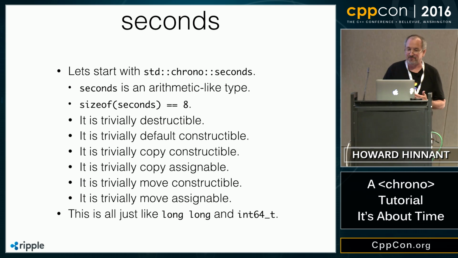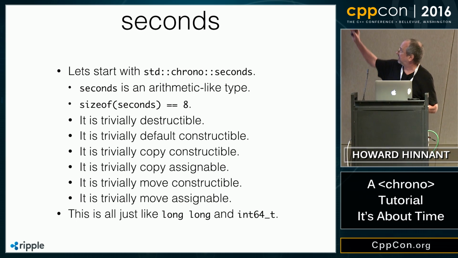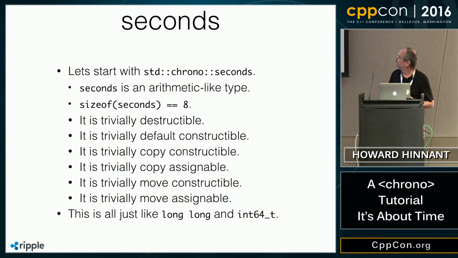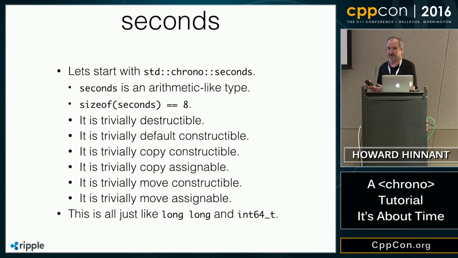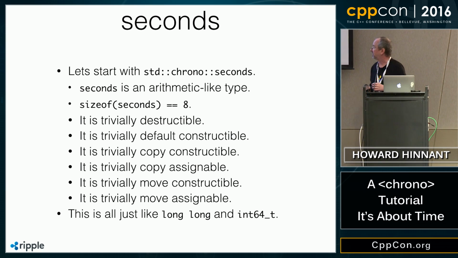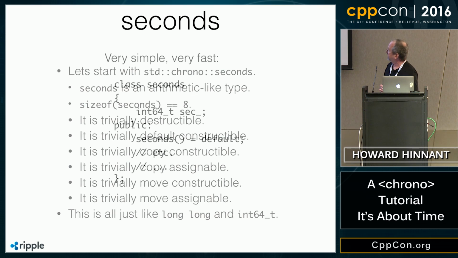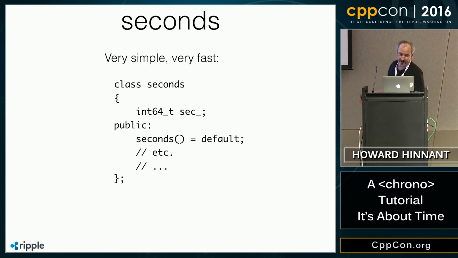Now, seconds is a very trivial type. All its special members are trivial. Basically all it has inside of it is a long. It's just a wrapper around a long, or a signed 64-bit type. It's very simple. Here is how you can visualize it. It's just a class with a long in it. It's default constructible, with trivial special members. It's very, very simple.